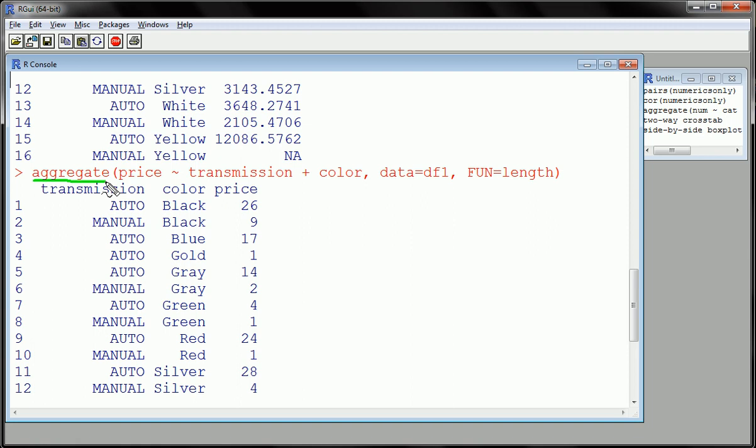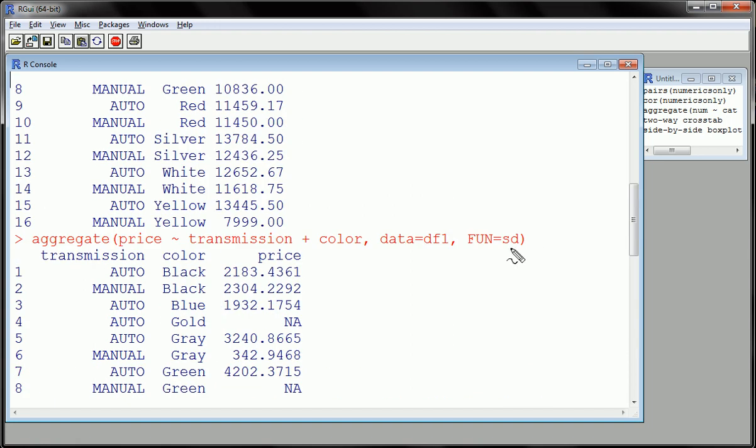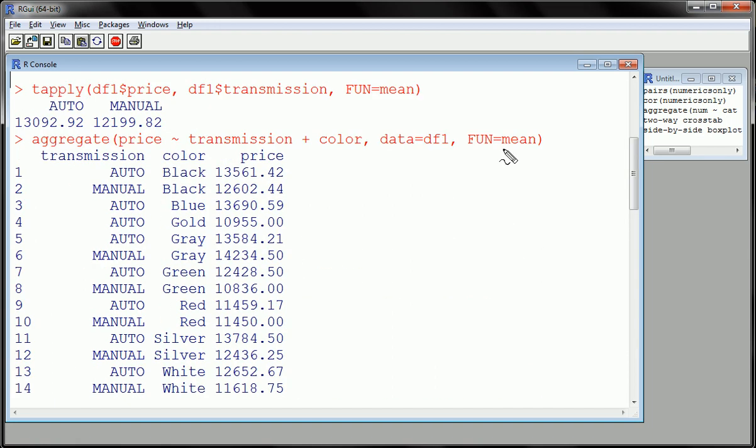This aggregate function is much more powerful when you want to calculate standard deviation and the mean or other statistics of a numerical variable based on conditioned levels of multiple categorical variables or just one.